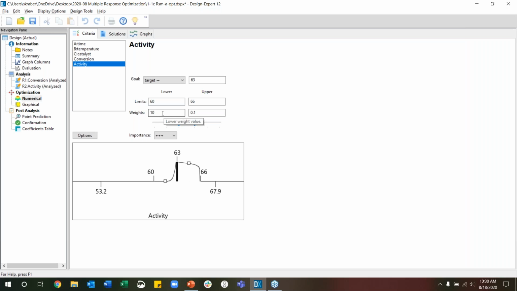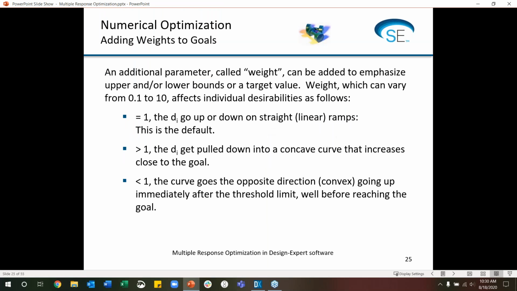Okay. To be very, very honest, I rarely change the weights to be anything other than linear. Weights are just a nice little tweak, and there are definitely times to use them, but I don't use them very often.